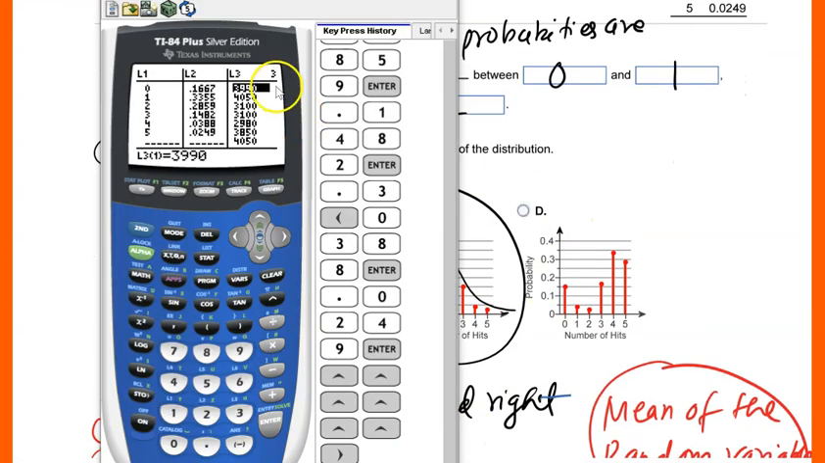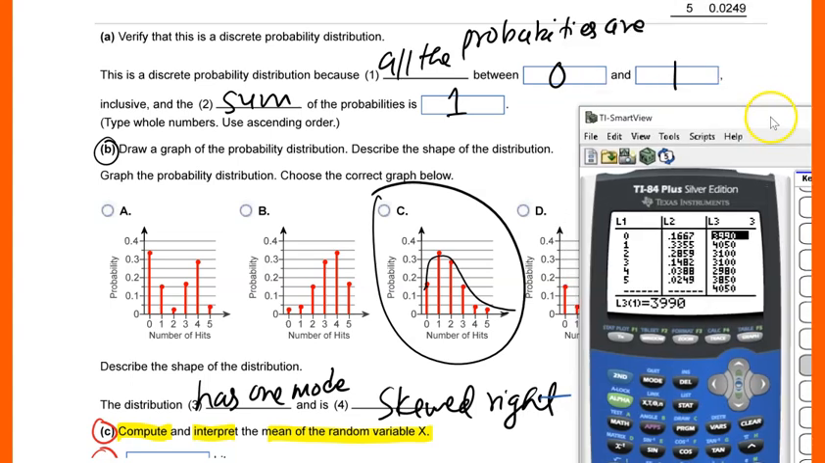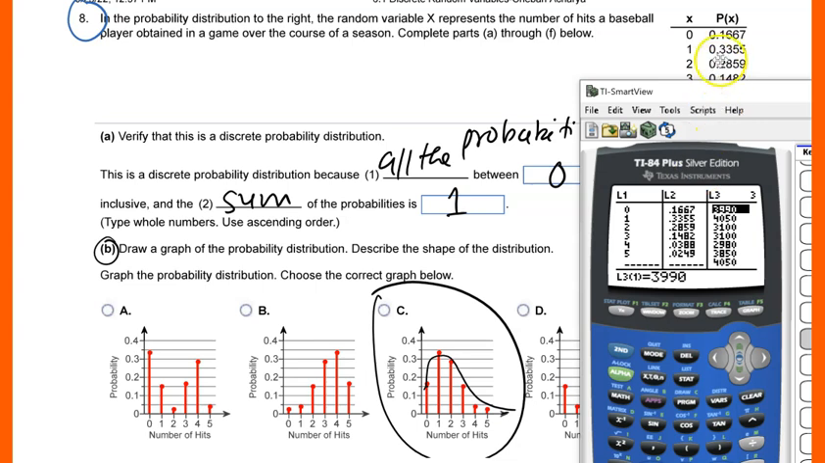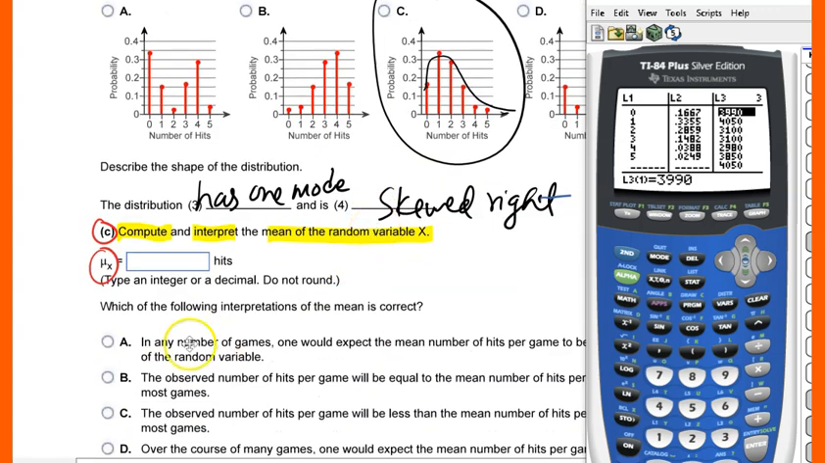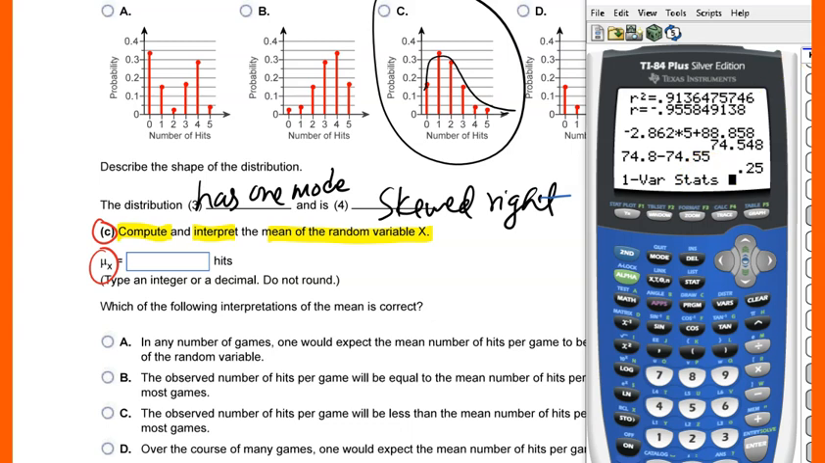Okay, I put the data in the calculator here. You see over here, this is L1, x in L1, probability of x in L2. Now to find the mean of the discrete random variable, mu of x, what you have to do is go to Stat, Calc, and number 1, 1-Var Stats. Since you typed data into two columns, you have to type L1 comma L2 here.